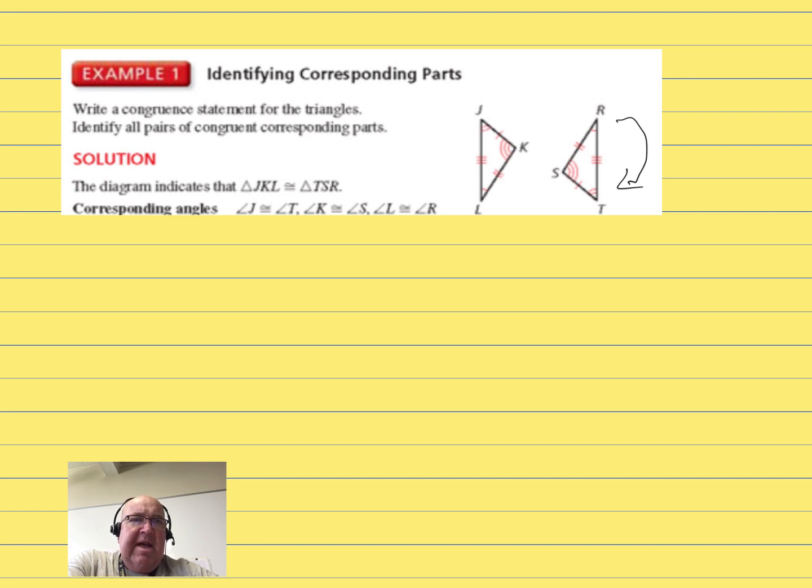So angles S and K are congruent, angles T and J are congruent, R and L are congruent, and you can easily get to that.